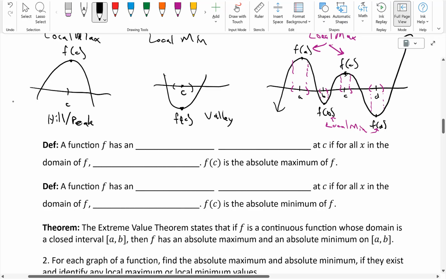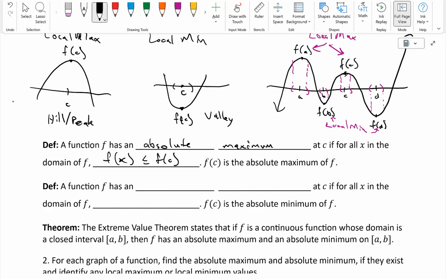Definition here: a function has an absolute maximum at c if for all x in the domain of f, f of x is less than or equal to f of c, and that function value, again, f of c, is the absolute maximum of f. Another definition: a function f has an absolute minimum at c if for all x in the domain of f, f of x is greater than or equal to f of c. And again, that function value f of c is the absolute minimum of f.